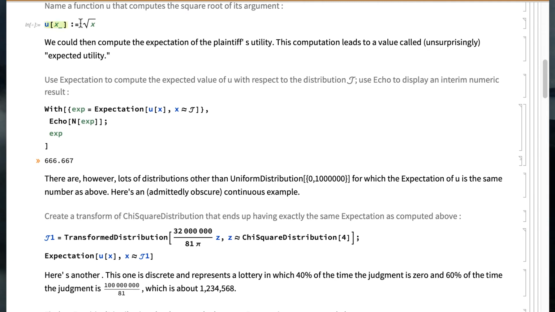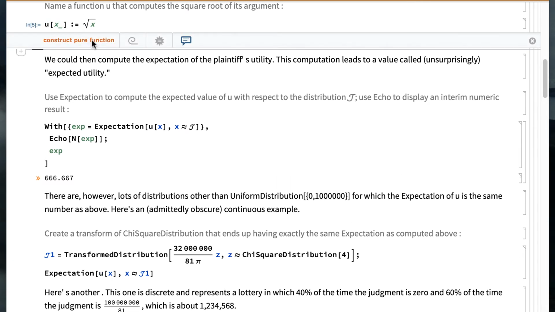All right. So we could write a function that computes the square root. We'll just call it u. This is not very hard. And now we might want to compute the expected utility of our judgment function. You need to hearken back to our discussion of expectations, maybe we'll review those materials if this is unfamiliar to you. We're going to say, what is the expectation of u of x, square root of x, where x is distributed according to script J, that uniform distribution.